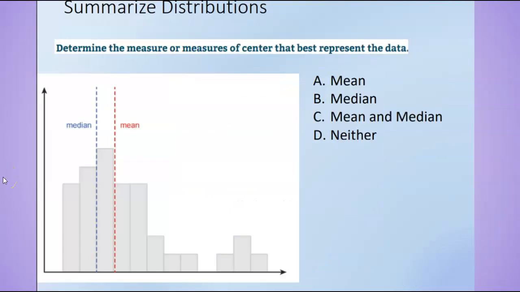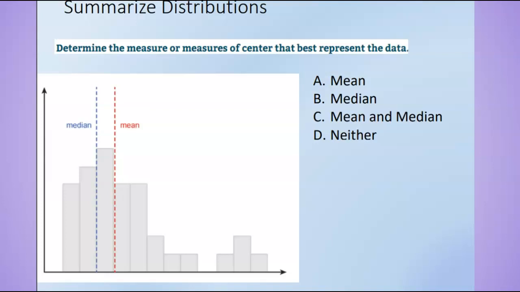Let's look at this one. Which is the best measure of center? Is it mean, median, mean and median, or neither one? So go ahead, stop the video, but think about what type of distribution is it? What's its shape? Talk about the mean and the median. Think about what that means when we look at the mean and the median. And then figure out which is the best measure of center.